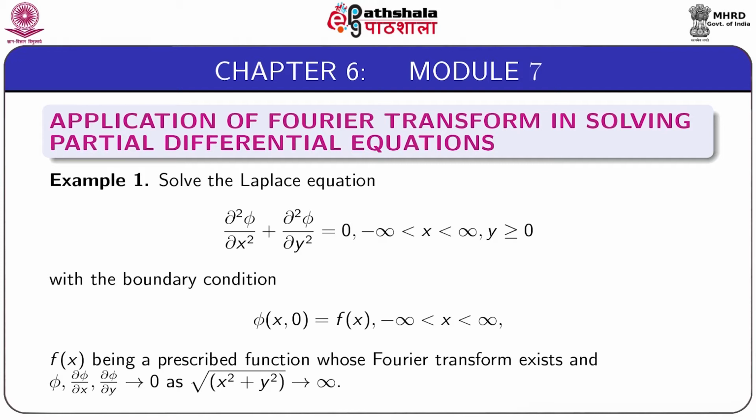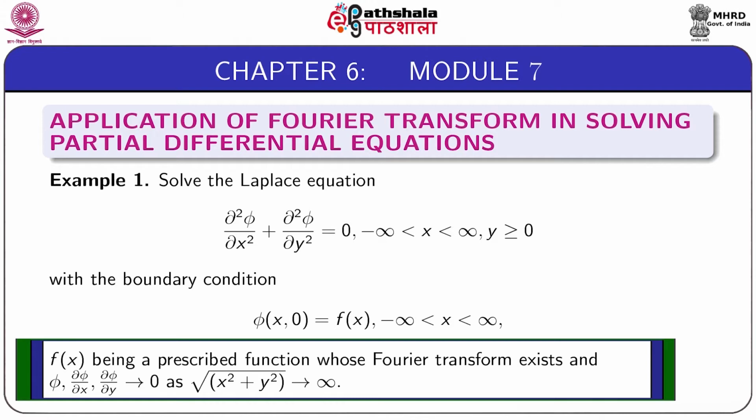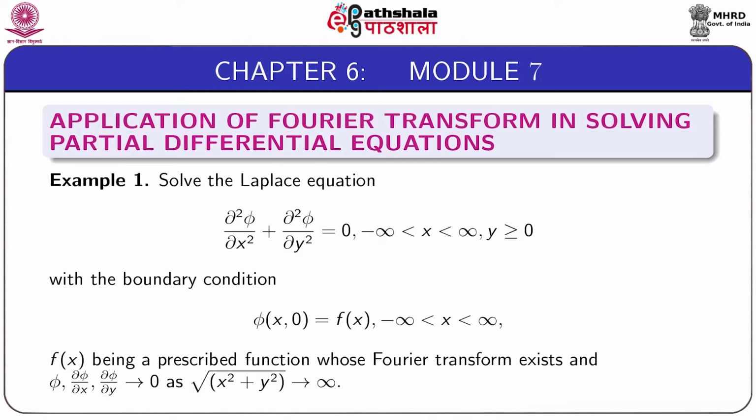Here f(x) is a known function whose Fourier transform exists, and φ, ∂φ/∂x, ∂φ/∂y all tend to 0 as √(x² + y²) tends to infinity. So, here the range of x is from minus infinity to plus infinity. So, we shall apply Fourier transform in x to solve the Laplace equation together with the boundary condition.